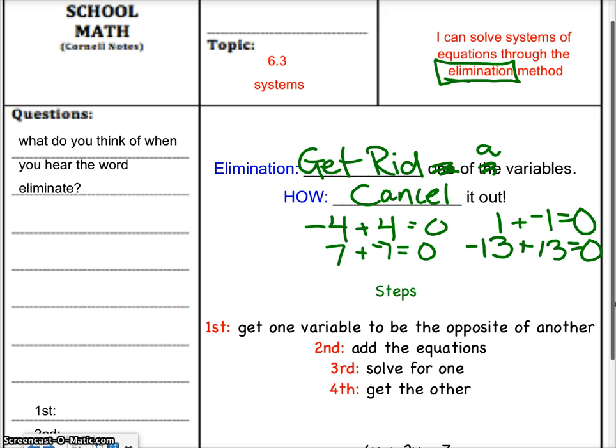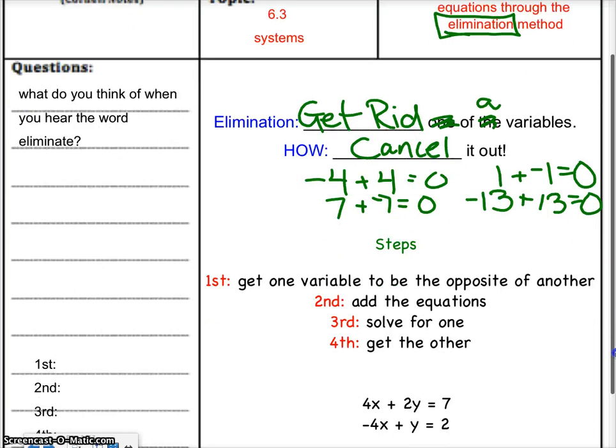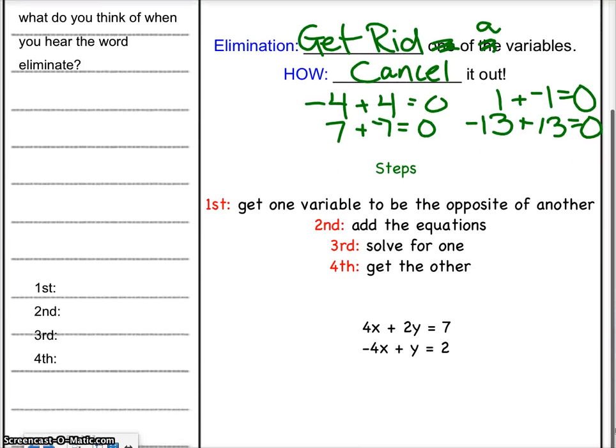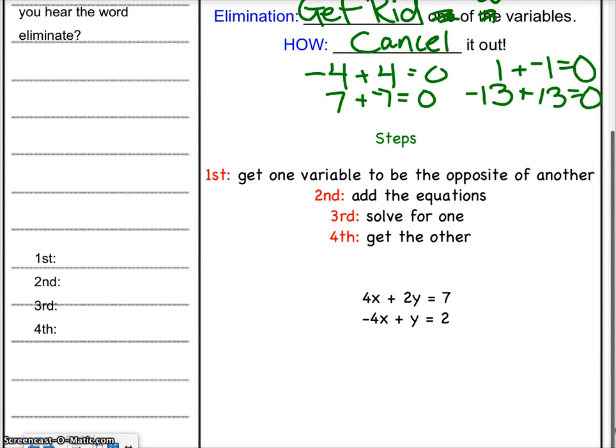That's what today is. If we can get one variable to be an opposite of the other variable, one cancels out. I'm going to briefly go through the steps, but I don't want you to get too hung up on the steps right away. So again, eliminate, cancel. To eliminate or cancel, we want one variable to be the opposite of the other. So if I had -13, I wanted +13. If I had +7, I wanted -7. Okay? So my goal is to be opposite.